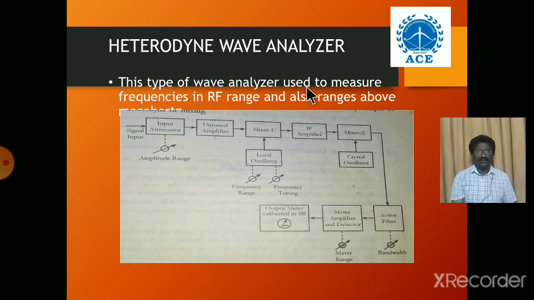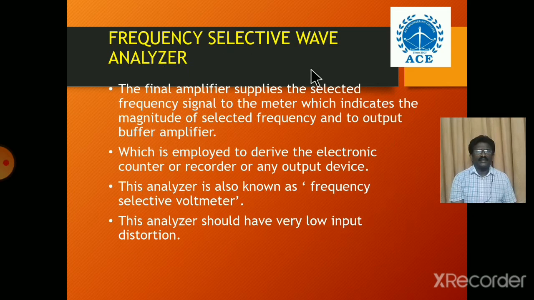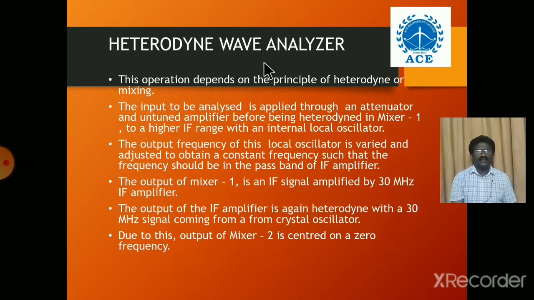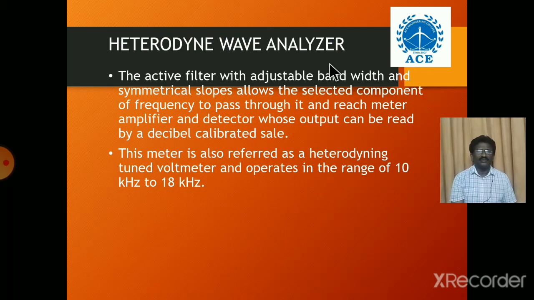That means you have mixing of signals with the help of mixer 1 and mixer 2. Finally, this will operate in the range of 10 kHz to 18 MHz. So this is the heterodyne wave analyzer. Now I have given some idea about the wave analyzer. Here we have classified it as two: first, the frequency selective wave analyzer, and second, the heterodyne wave analyzer.